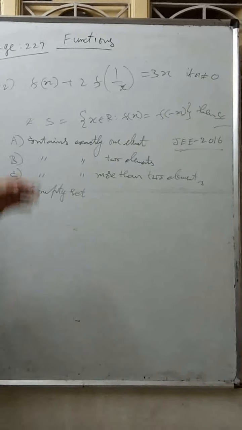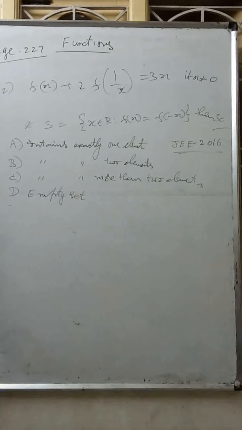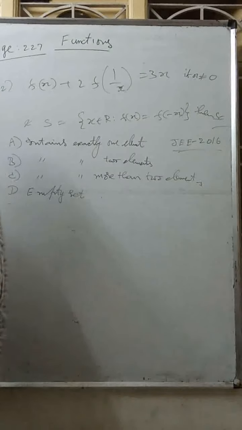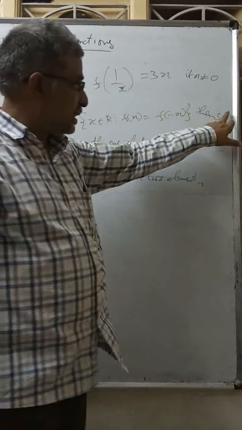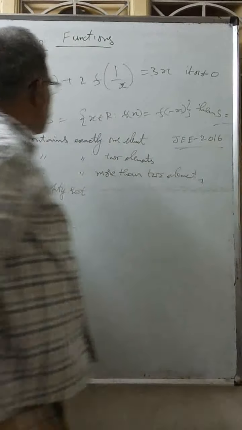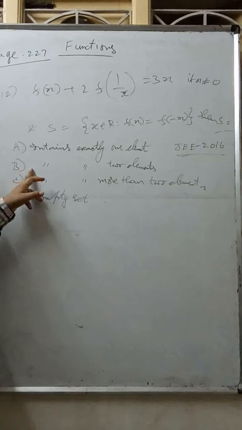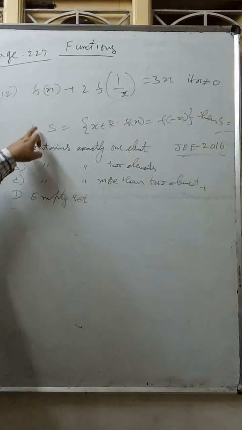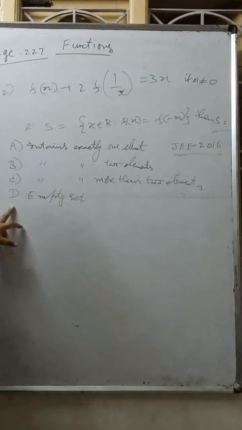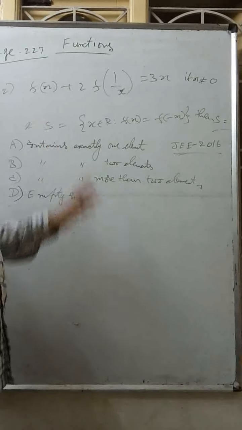Very good. Next: f of x plus 2 into f of 1 by x equals 3x if x not equal to 0. And S is the set of x belonging to R such that f of x equals f of minus x. Then S contains exactly one element, so there will be only one element in S. Or option B, contains exactly two elements. C, contains more than two elements. D, empty set. So which is the correct answer is the question.